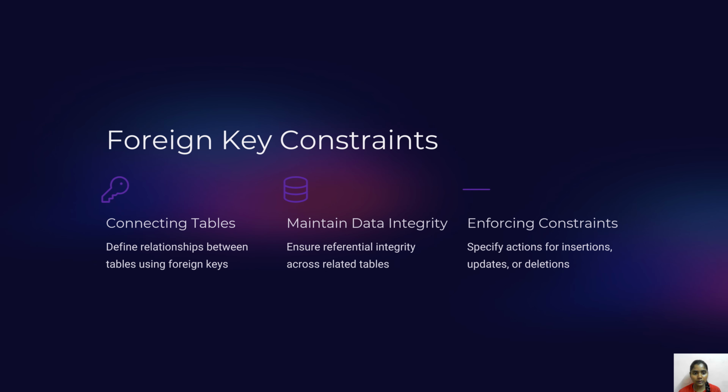And the next one is foreign key constraints. You can see the symbols for the related description. For connecting tables, define relationships between tables using foreign keys. And the next one is maintain data integrity: ensures integrity across related tables. And the last one is enforcing constraints: specifying actions for insertion, updates, or deletion. This is a description of foreign key constraints.